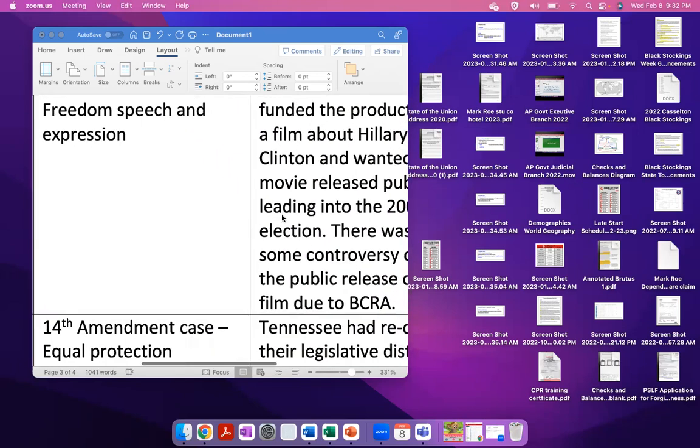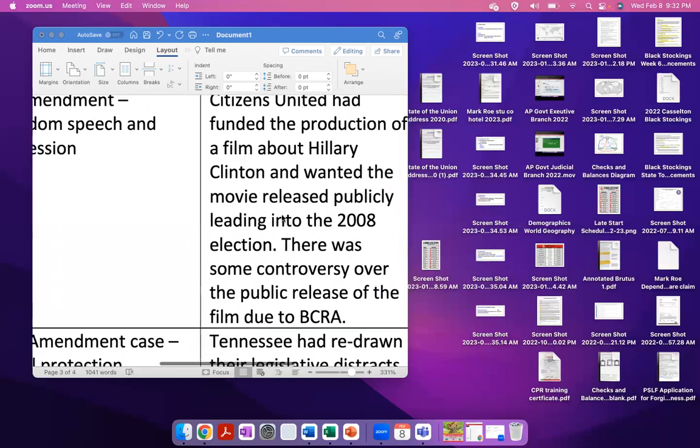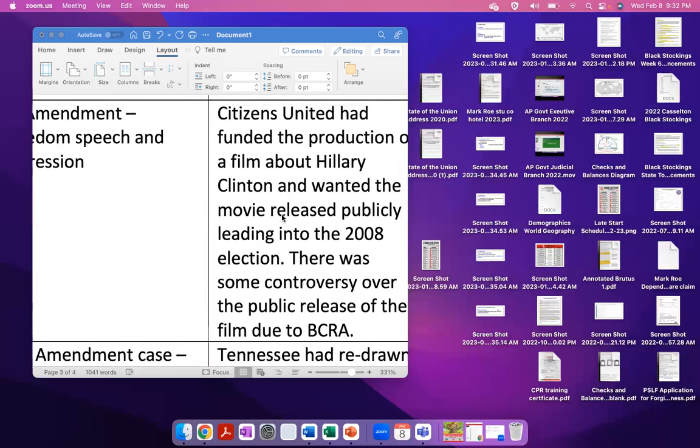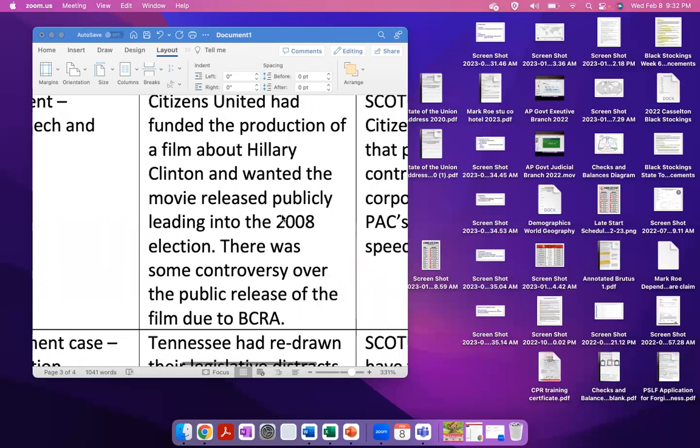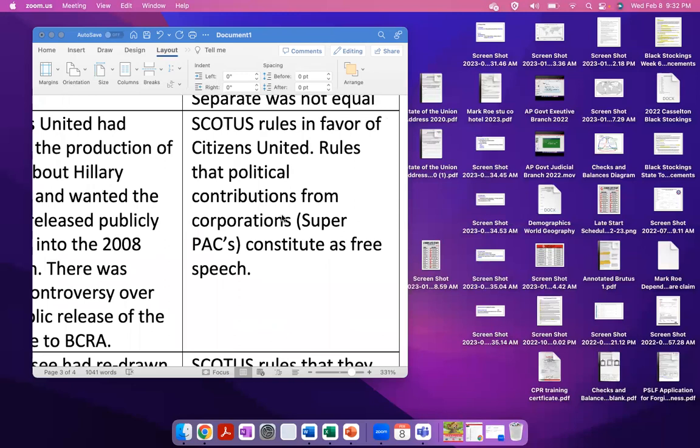Again, we have the fact pattern, right? They wanted to produce their movie about Hillary Clinton. Controversy over if that violated BCRA. Again, BCRA was the Bipartisan Campaign Reform Act, dealing with political contributions of corporations, labor unions, whatever. Citizens United challenged that if they were not allowed to broadcast their movie, that violated their free speech. There are a lot of moving parts in Citizens United, but remember that the Supreme Court, in a split decision, 5-4, rules in favor of Citizens United.